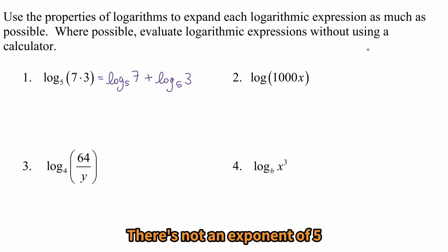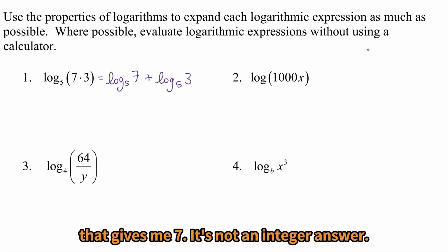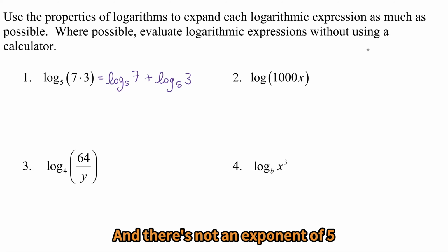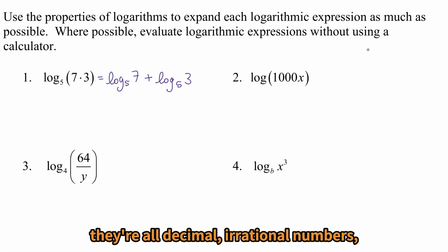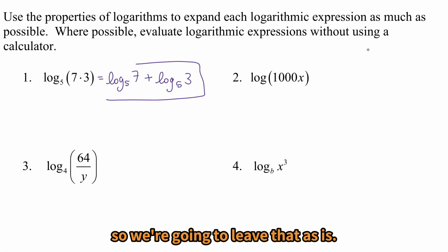There's not an exponent of 5 that gives me 7. That's not an integer answer. And there's not an exponent of 5 that gives me 3. That's not an integer answer. They're all decimal, irrational numbers. So we're going to leave that as it is.